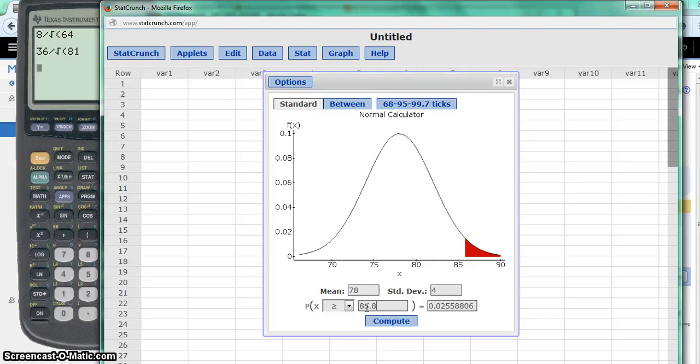And we just plug in the information. But we have to make sure that we get this new standard error of the mean put in for the standard deviation. So 0.0256, just for verification.